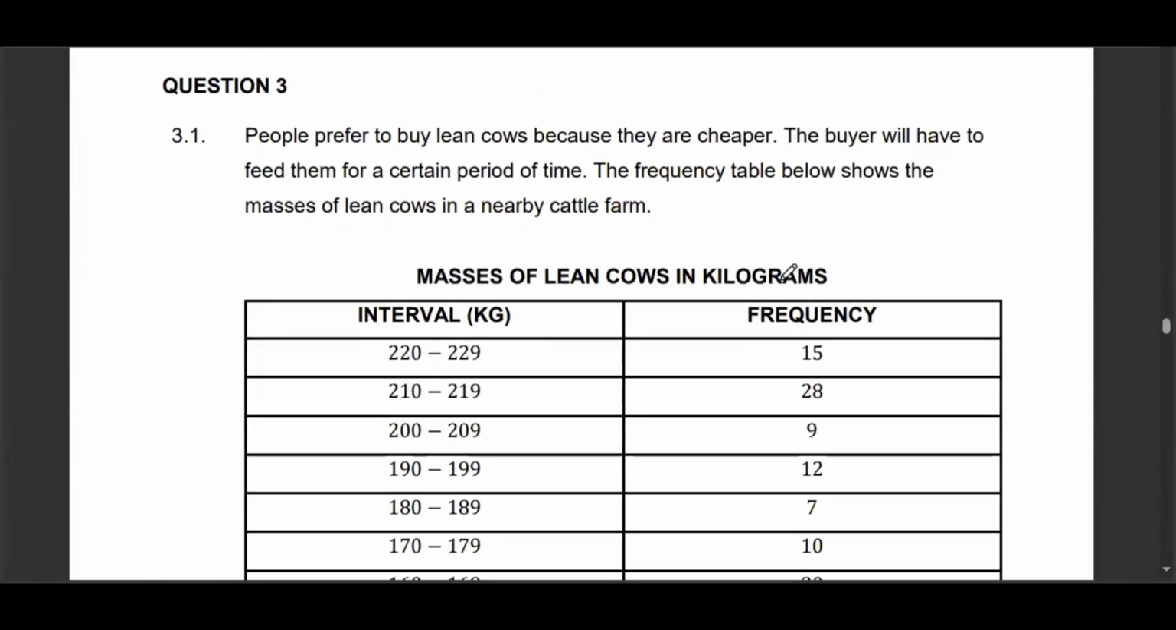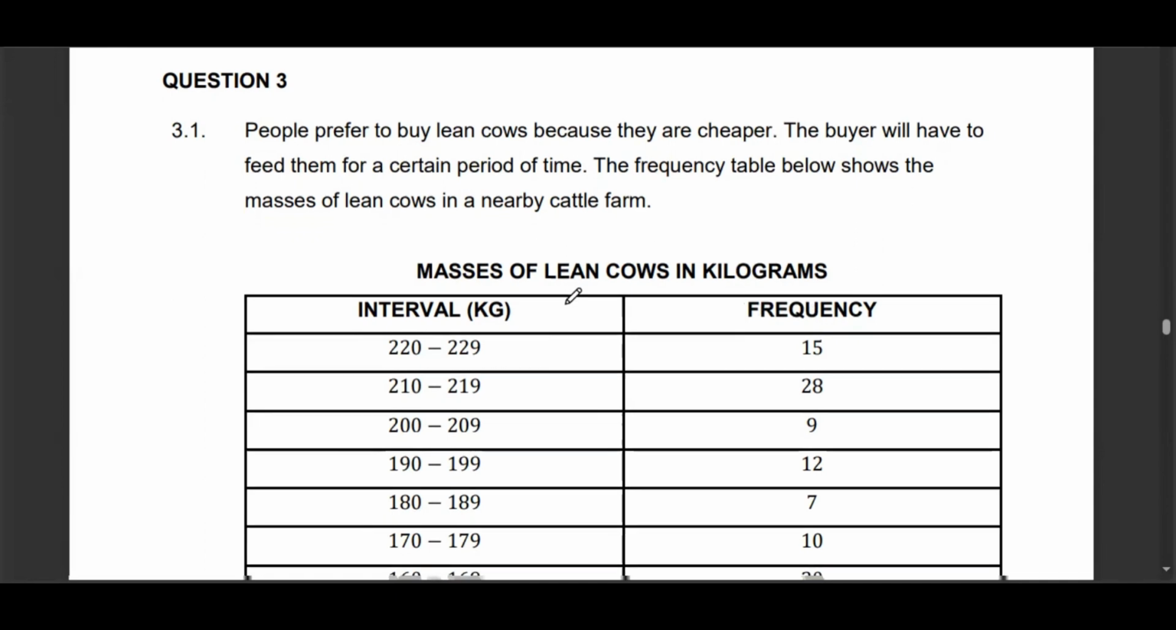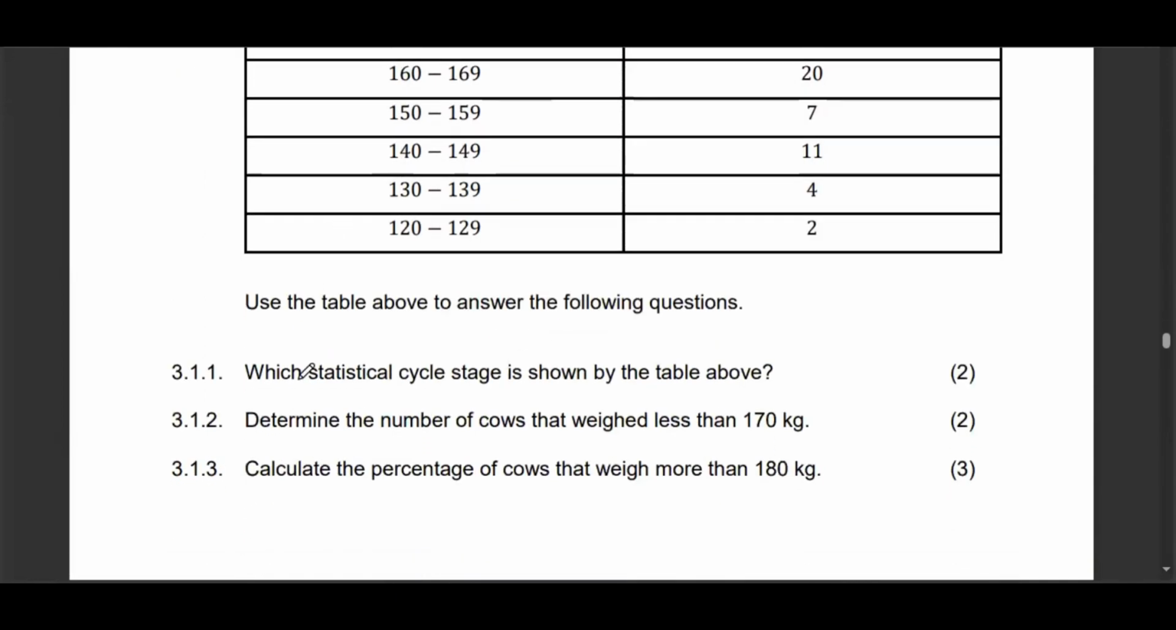Question number 3 refers to data handling. The moment you see the frequency table, that is data handling. People prefer to buy lean cows because they are cheaper. The buyer will have to feed them for a certain period of time. The frequency table below shows the masses of lean cows in a nearby cattle farm. All right, then we're asking you which statistical cycle stage is shown by the table above.